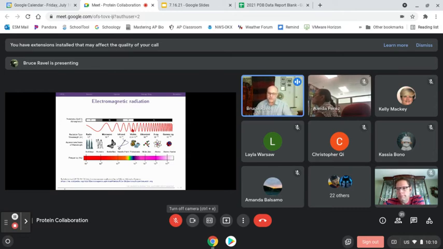To a physicist, light refers to any kind of electromagnetic radiation. The thing that distinguishes the different kinds of electromagnetic radiation is the wavelength of the light. So light has this wave nature and it has some length associated with it. And the different lengths of light are used for different purposes.